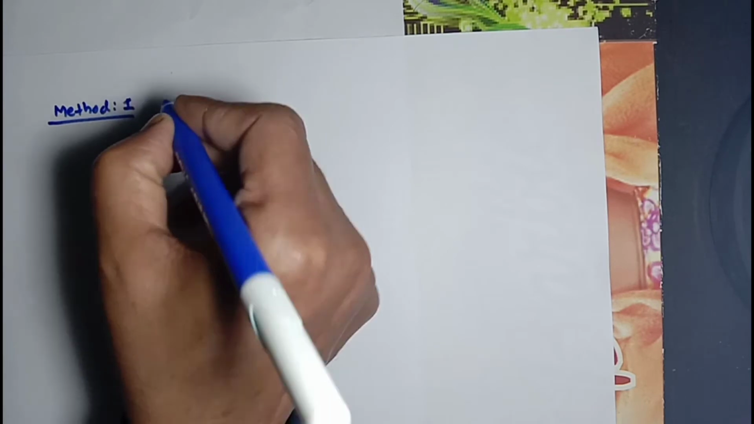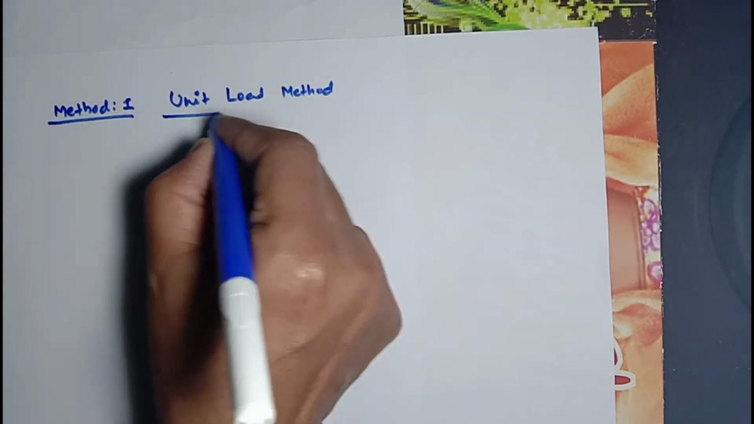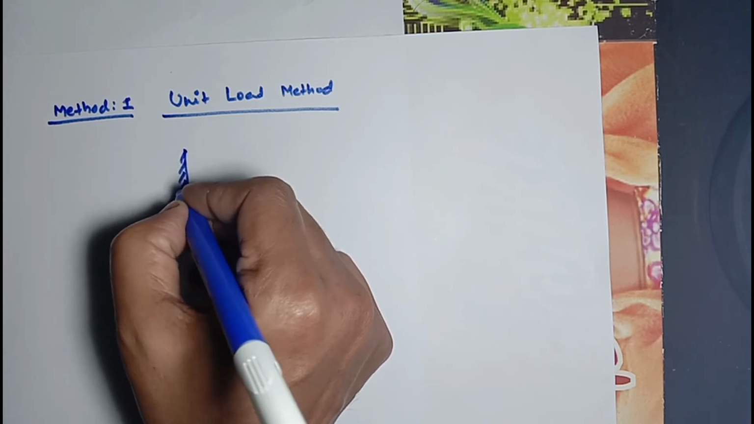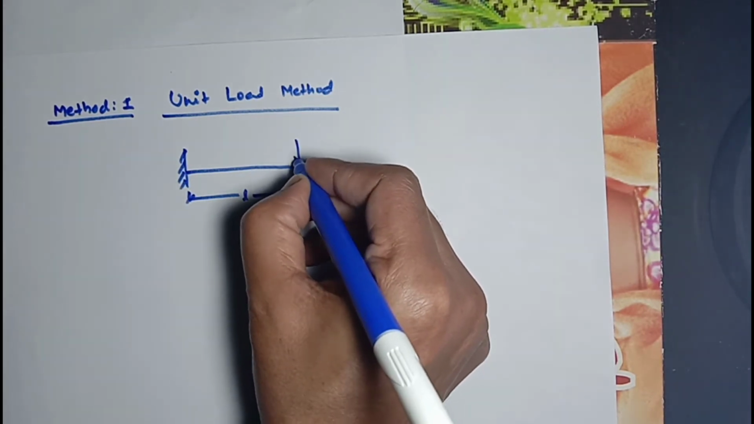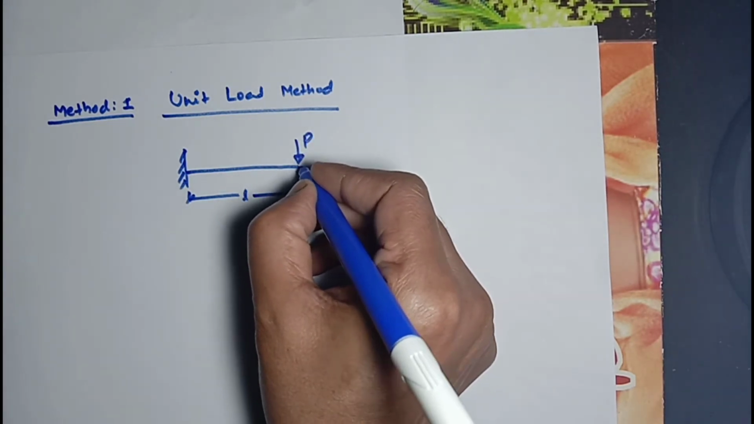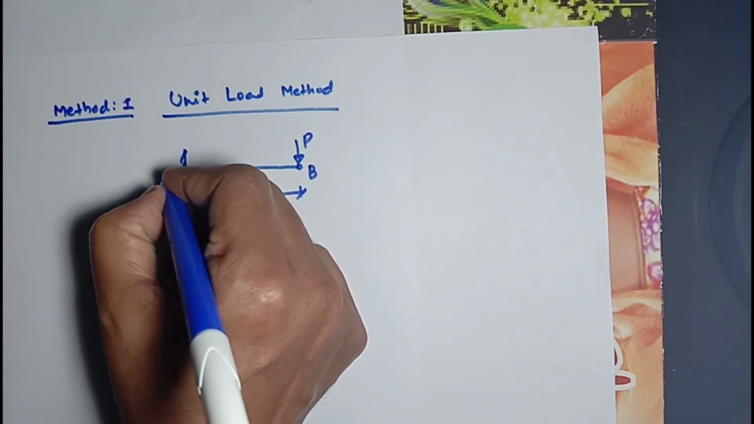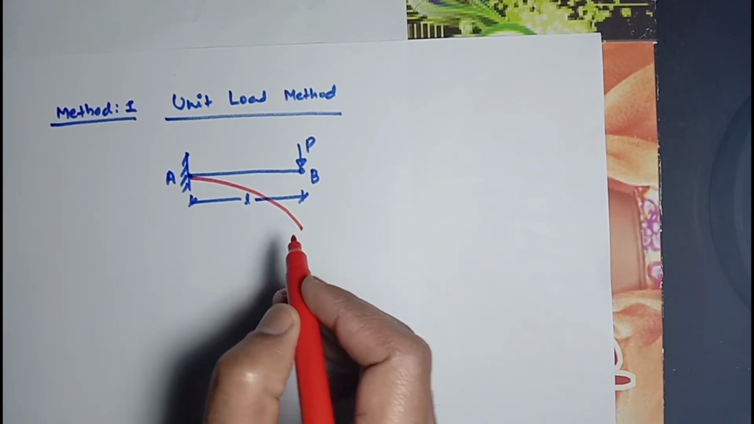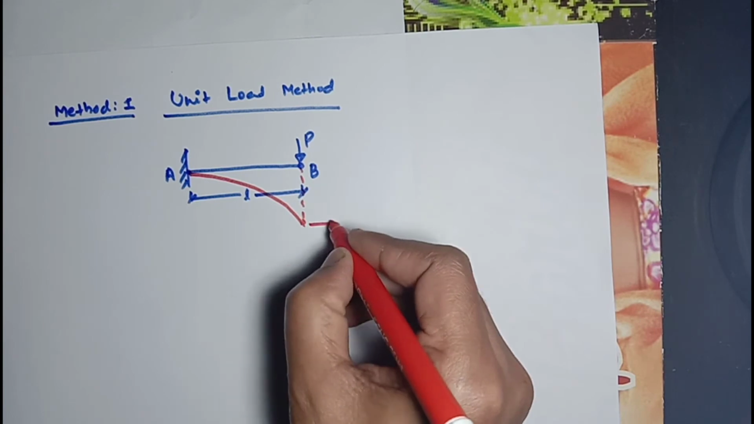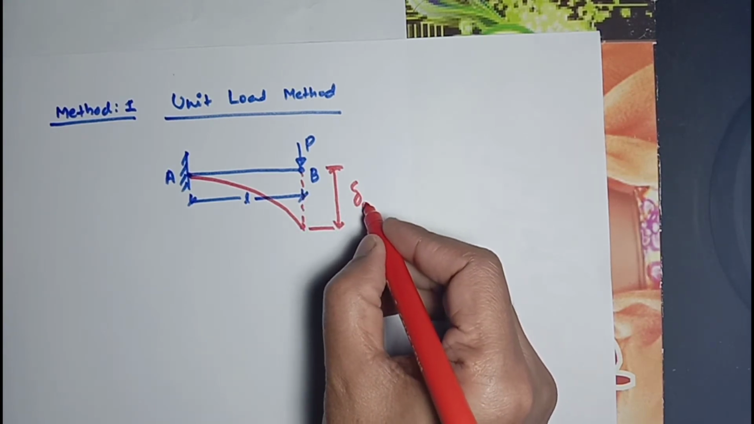This is the first method. Method first, unit load method. Problem statement is there is a cantilever beam of length L. There is a point load P which is acting at its tip, which is designated as B, and fixed end point of this cantilever beam is A, and our objective is to calculate the deflection of this cantilever beam, that is delta. As we are going to calculate deflection at B, so we will designate it as delta B.